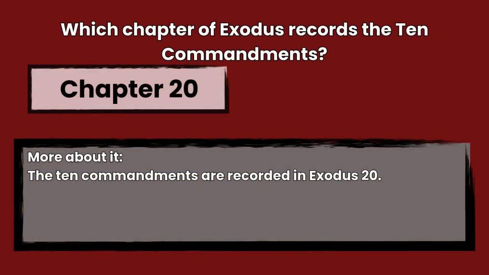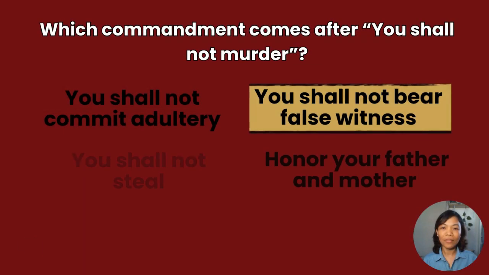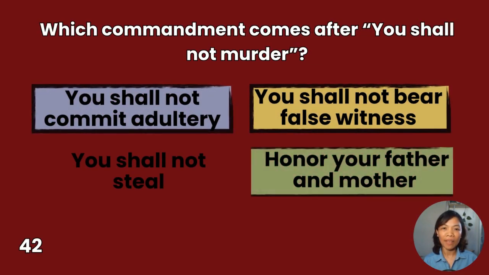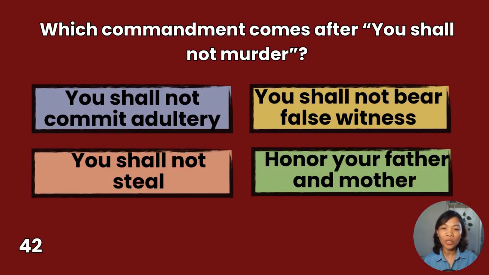The answer is Chapter 20. The Ten Commandments are recorded in Exodus 20. 42. Which commandment comes after you shall not murder? You shall not commit adultery. You shall not steal. You shall not bear false witness. Honor your father and mother.